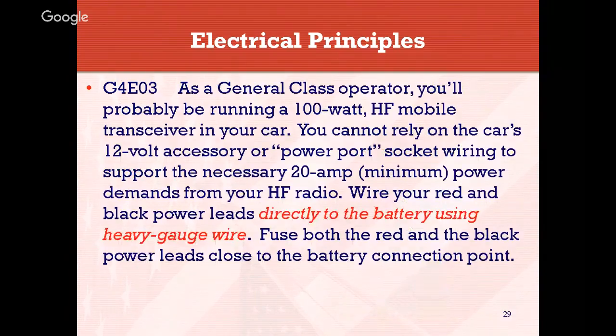As a General class operator, you'll probably be running a 100-watt HF mobile transceiver in your car. You cannot rely on the car's 12-volt accessory or power port socket wiring to support the necessary 20-amp minimum power demands from your HF radio. So what you want to do is wire your red and black power leads directly to the battery using heavy gauge wire. And make sure that you fuse both the red and black power leads close to the battery. That way you'll protect your battery as well as your equipment.